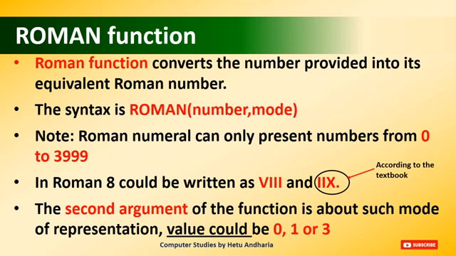Now the syntax is Roman into bracket number comma mode. Now what is this mode? The second argument of the function is about such mode representing the value which could be 0, 1, 2 and 3. Now the fact which is not mentioned in the textbook is there is no need to type any mode. You have to straight away enter the number. And in mode also the values which are given here may differ. That I will teach you when we do the practicals.